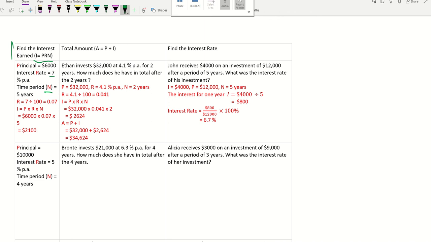First thing we do is convert our rate from percent into a decimal. 7% is 7 divided by 100 equals 0.07. Then we just plug those numbers into our formula. I equals P times R times N, so I equals $6,000 times 0.07 times 5. Our answer is in dollars.